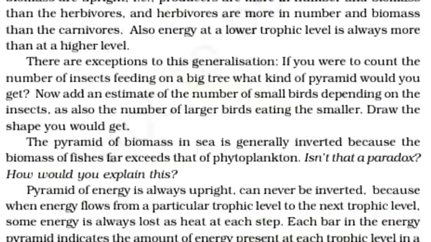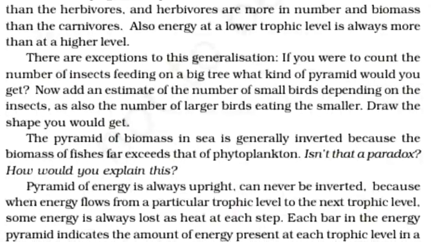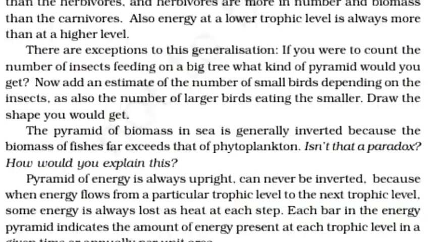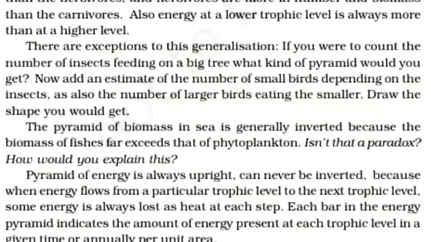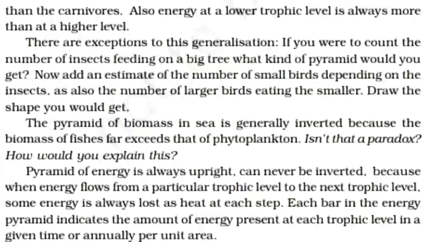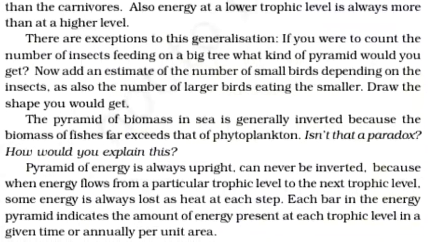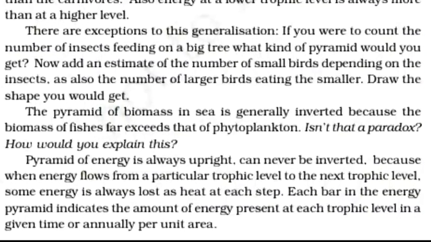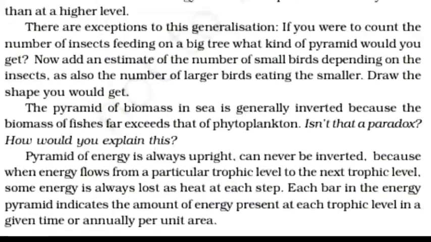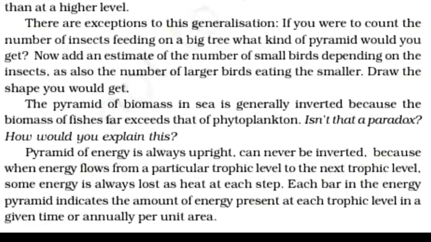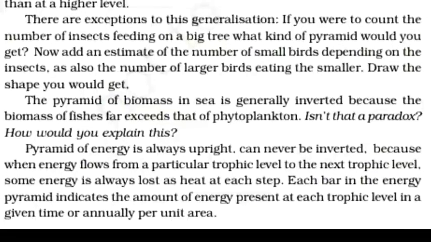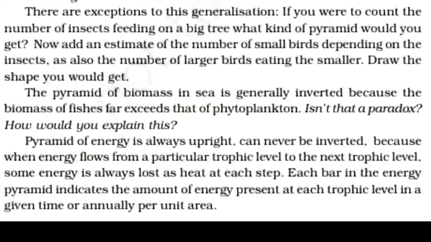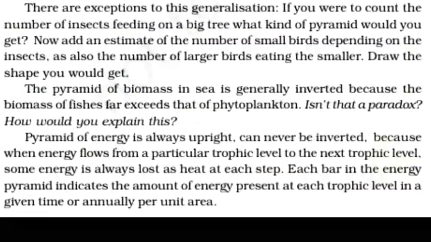The pyramid of energy is always upright and can never be inverted, because when energy flows from a particular trophic level to the next trophic level, some energy is always lost as heat at each step. Each bar in the energy pyramid indicates the amount of energy present at each trophic level in a given time or annually per unit area.